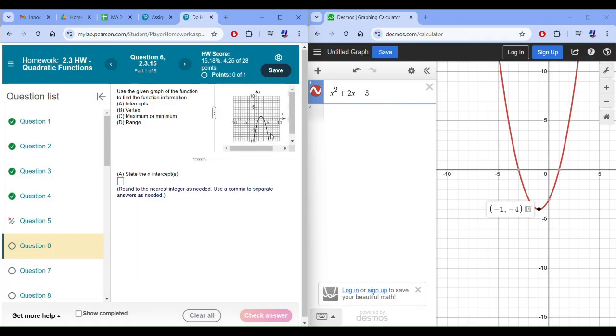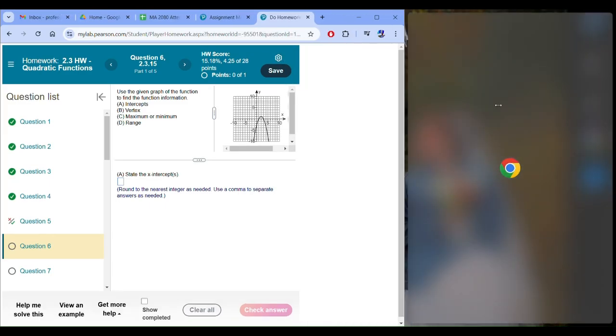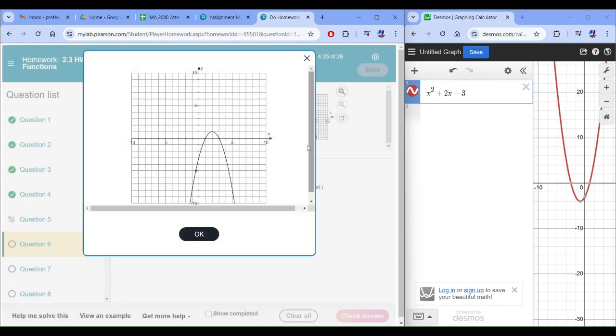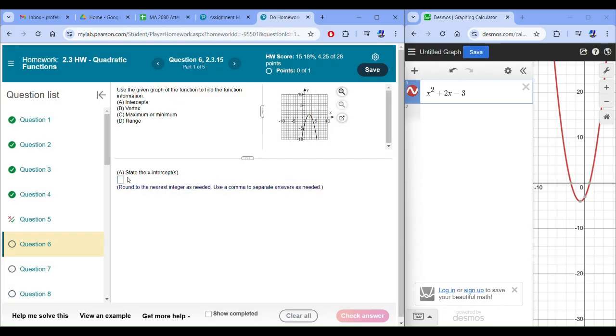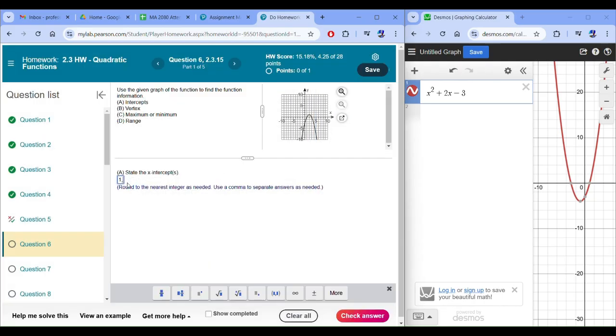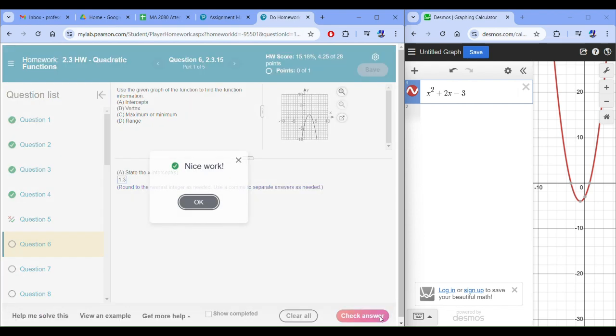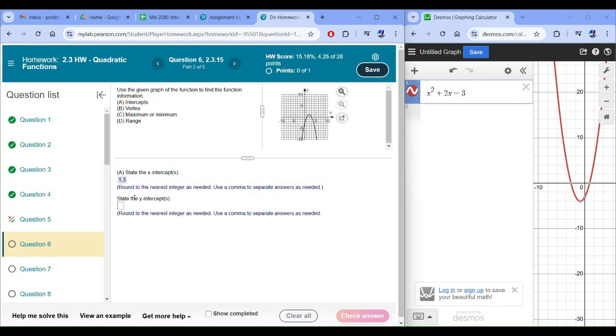Alright, use the graph to find this. If we zoom this in, state the x-intercepts. Oh, I can't see the x-intercepts. What if I do that? My x-intercepts are 1 and 3. So here, I'm just going to state them as numbers with a comma: 1, comma 3. Check answer. Awesome.